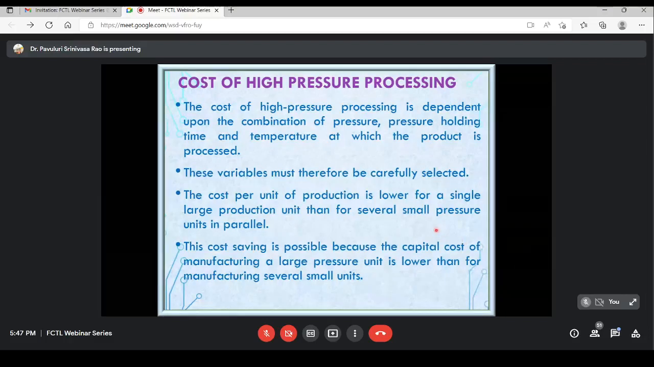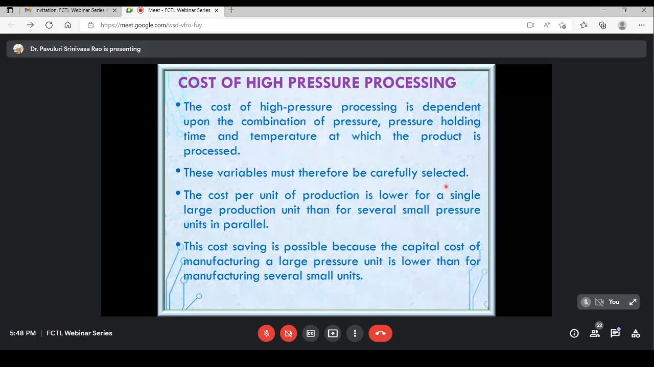So the cost of high pressure processing depends upon the combination of the pressure, holding time and temperature at which the product is processed. The higher the pressure, the more energy you will incur, and obviously the process severity is more. So you have to choose these parameters very carefully so that the cost of operation will be minimum.